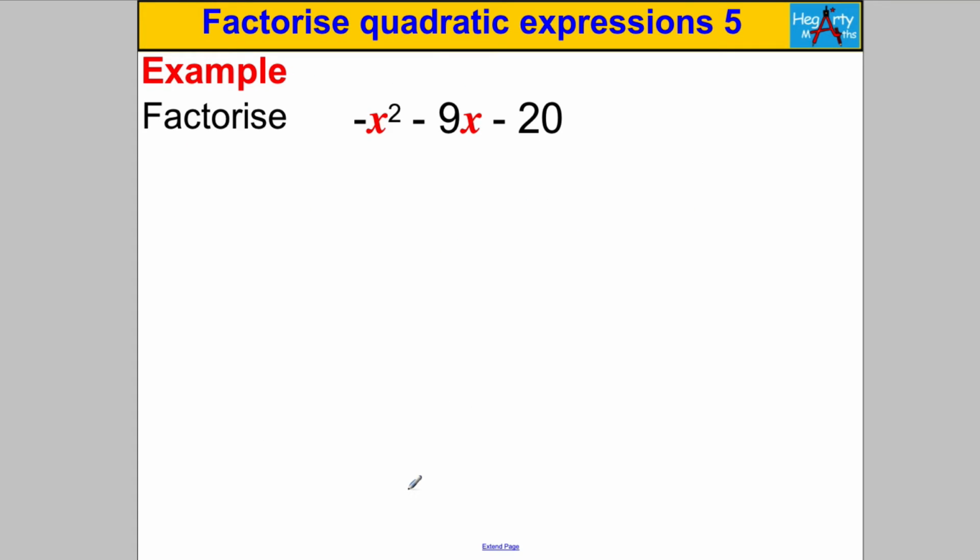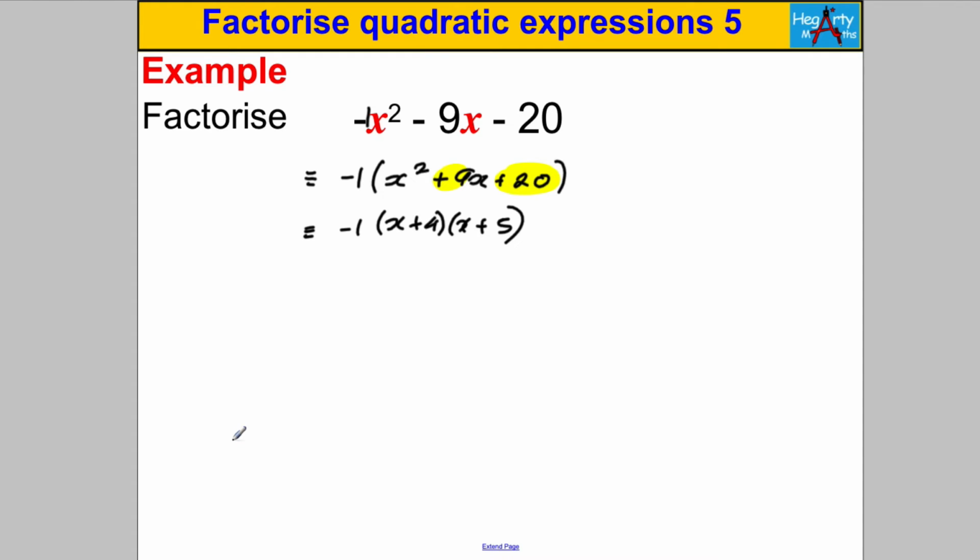Pause the video and have a go at this one if you think you can. Right, I know there's negative 1x squared, negative 9, negative 20, so I'd factorise out a negative 1 as my first step. Inside the brackets, anything that's negative now becomes positive, so I just get x squared, add 9x, add 20. Now I'd factorise the expression inside the brackets. I'm looking for two numbers that multiply to positive 20 and add up to positive 9. That's easy. Positive 4 and positive 5 do the trick. Keep the negative 1 there. It'll be x add 4, x add 5. Done. We've done that question.